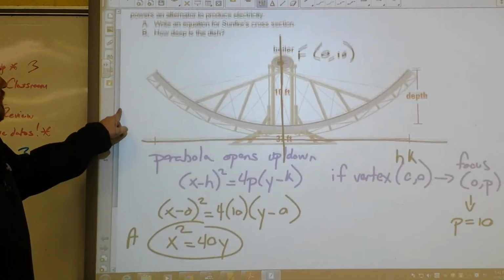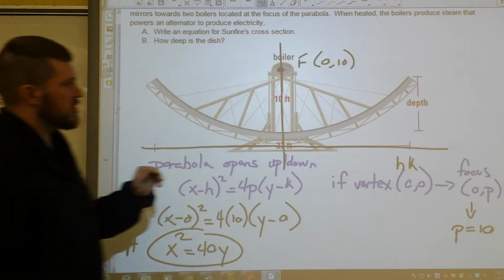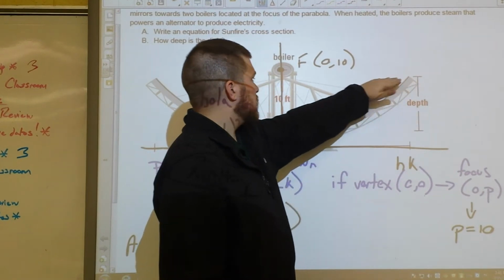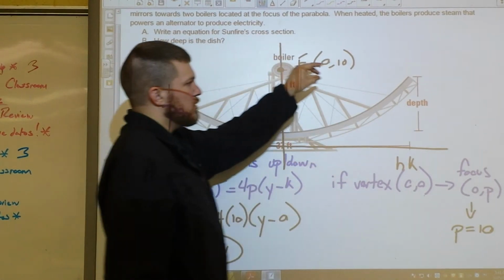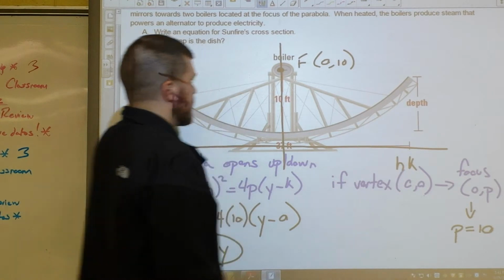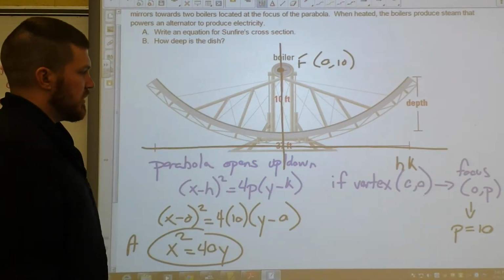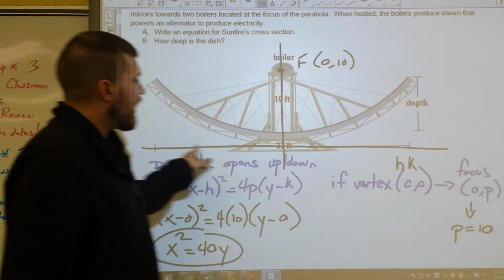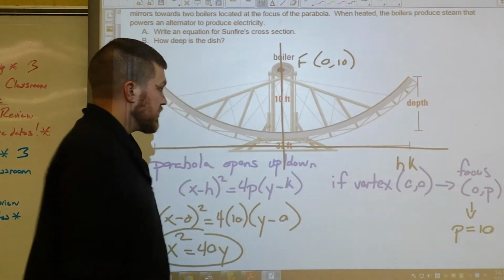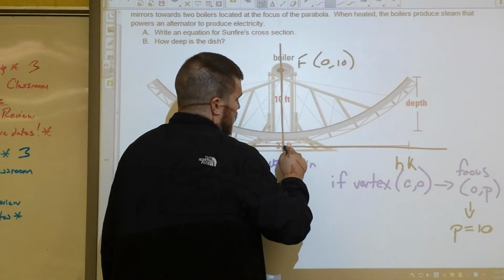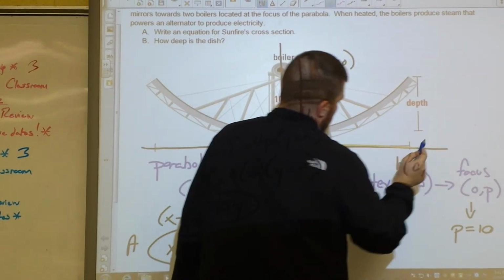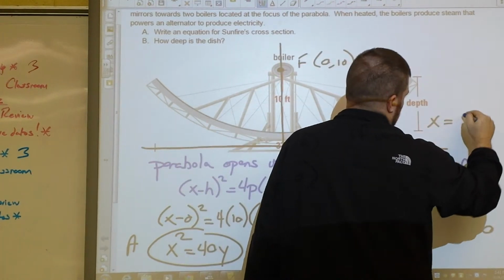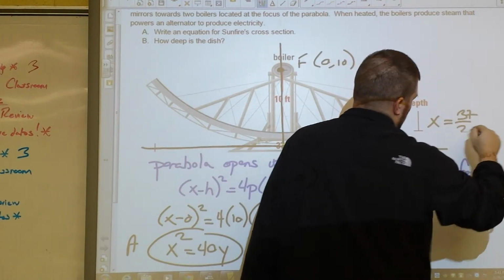Write the equation. Now we want to know how deep this dish is. Don't just think that the depth is 10. Believe it or not, this boiler is sitting a little bit above the top of the dish, so the depth is going to be less than 10. What you should see in your notes is that the entire width of the dish is 37. Since that width is 37, from here to here is 37 divided by 2. That's my x direction, because I went to the right.